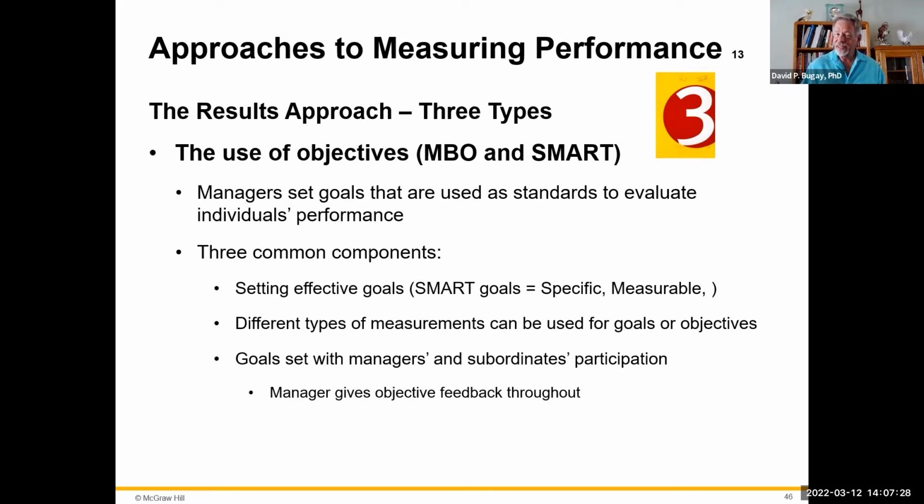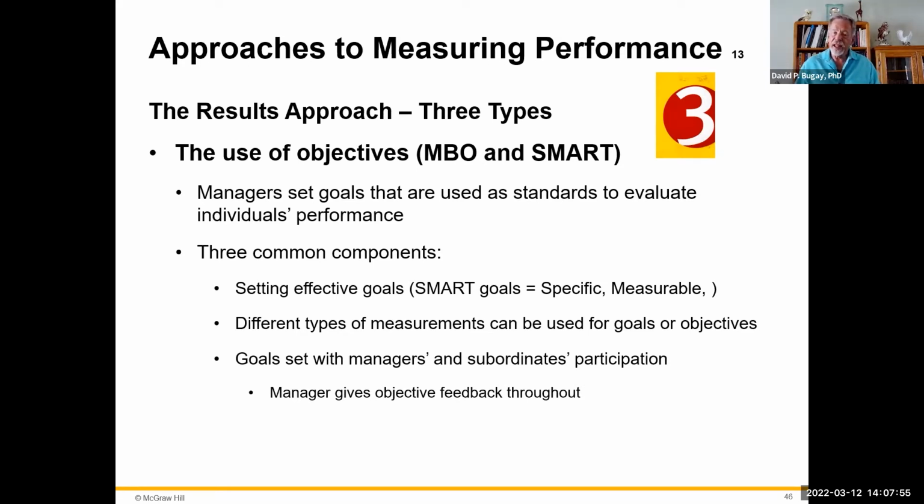You also have this thing called SMART goals, and I'll talk about those in just a minute. The SMART goals are specific and measurable, but there are 5 components I want to cover as to exactly what they are. Different types of measurements can be used for goals or objectives, depending on what they are. So this is a more flexible approach than a canned approach, so to speak.